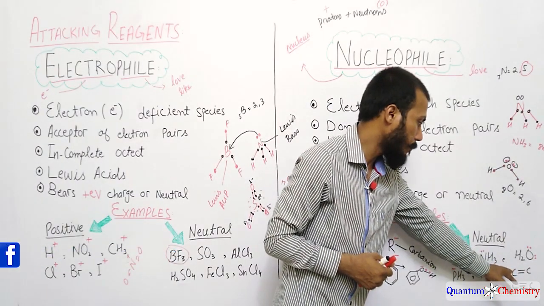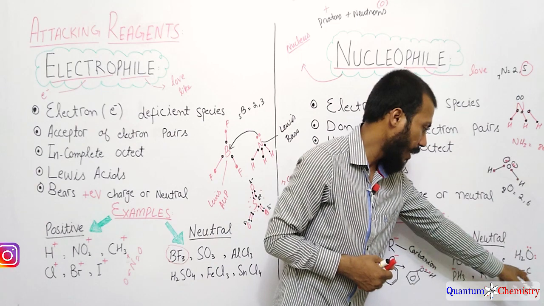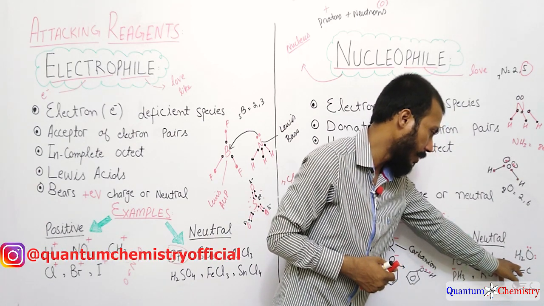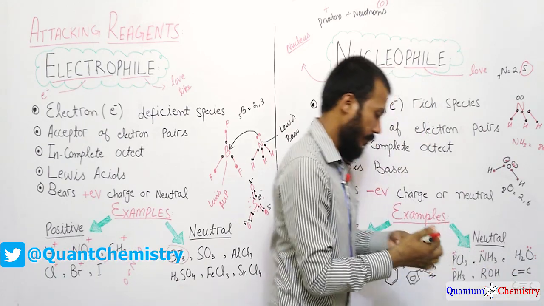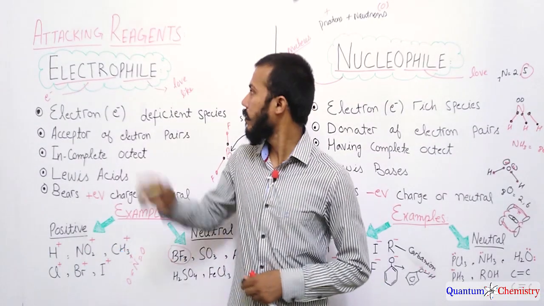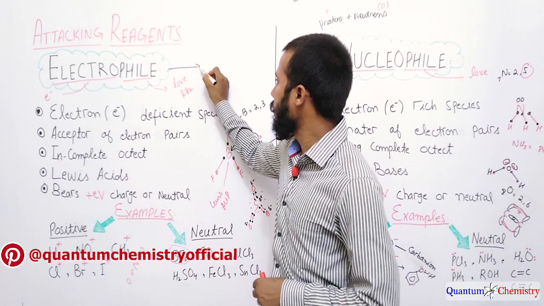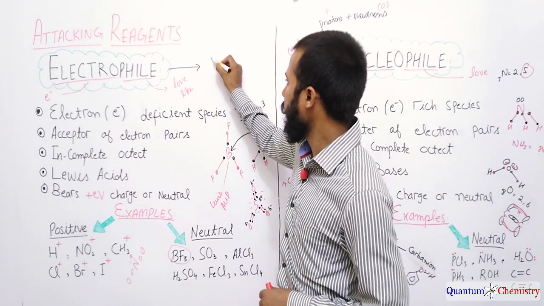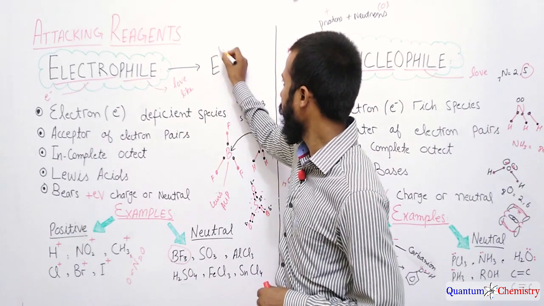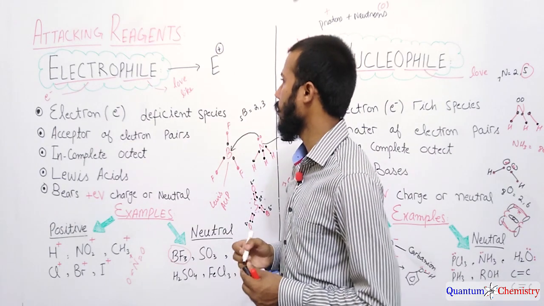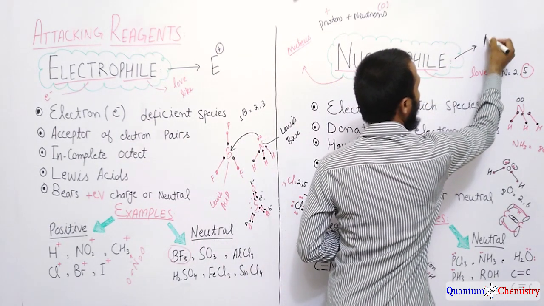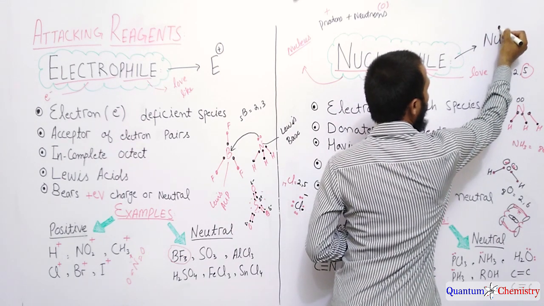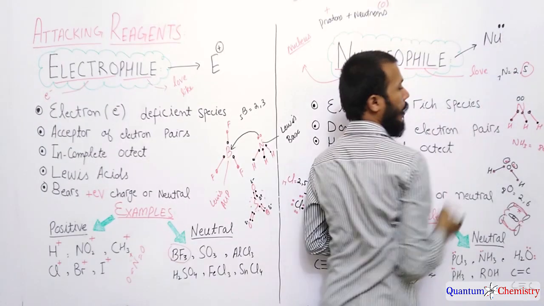Two other examples of neutral nucleophiles are the carbon-carbon double bond in alkenes and the carbon-carbon triple bond in alkynes. Last but not least, electrophiles are denoted by E positive, and similarly nucleophiles are denoted by Nu with a lone pair of electrons.